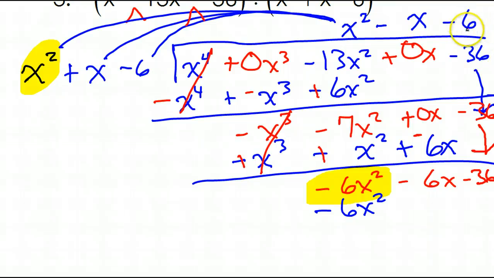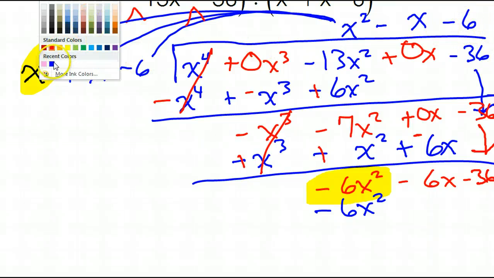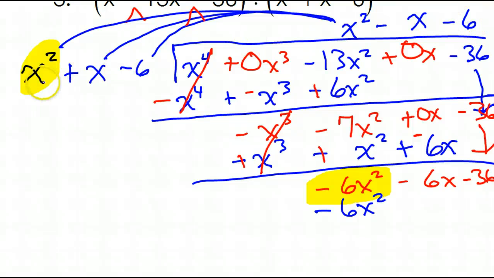So, yeah, negative 6 times x squared is negative 6x squared. Negative 6 times x is negative 6x. And negative 6 times negative 6 is positive 36. Okay. All right. So I need to subtract by changing the signs.